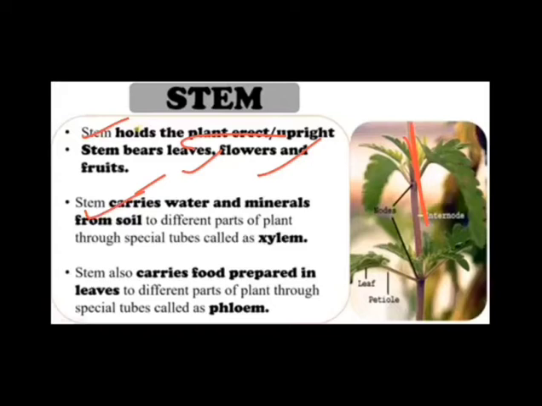So what is the function of the stem? The stem performs two main functions. First, the stem carries the water and minerals from the soil to the different parts of the plant through the special tubes called xylem. And the next one is that the stem also carries the food prepared in the leaves to different parts of the plant through the special tubes called phloem. So now let's discuss the xylem and the phloem.